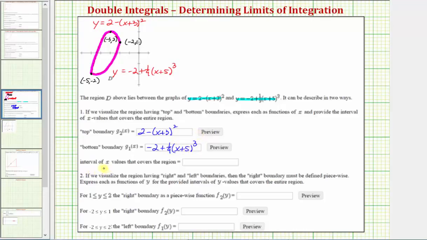Now we're asked to determine the interval of x values that covers this region, and that's why it's important to have these key points here. Notice how the leftmost point of the region has an x value of negative 5, the rightmost point has an x value of negative 2, which means the x values that cover this region would be the closed interval from negative 5 to negative 2.